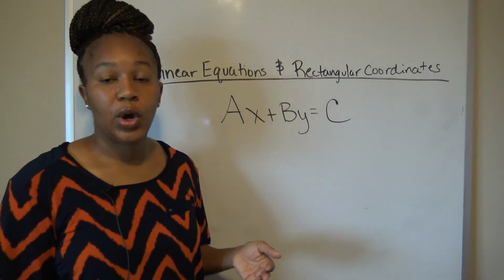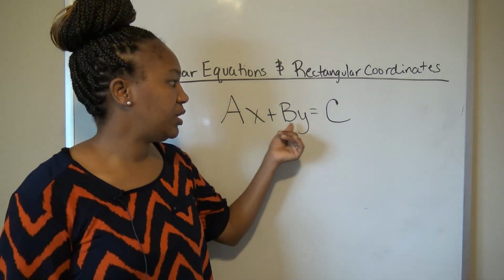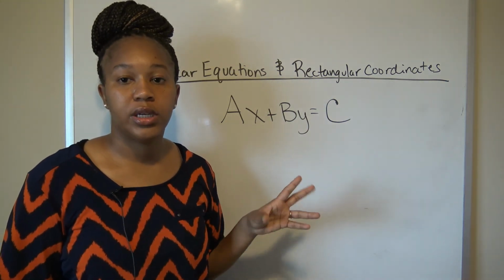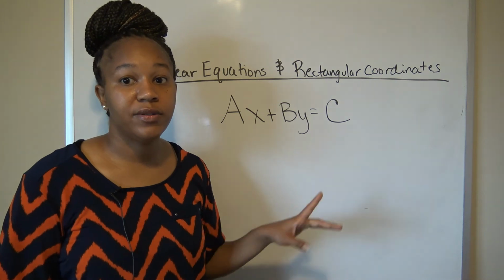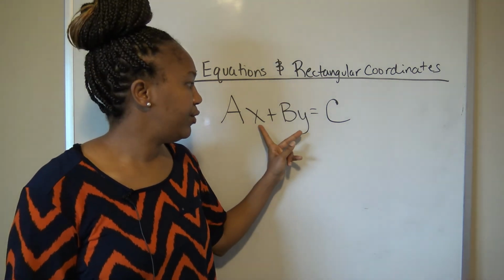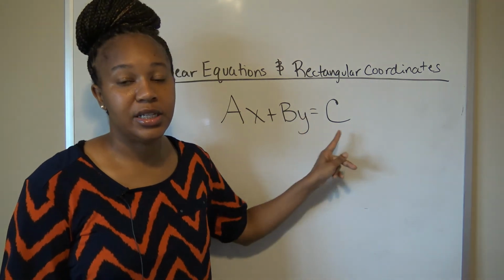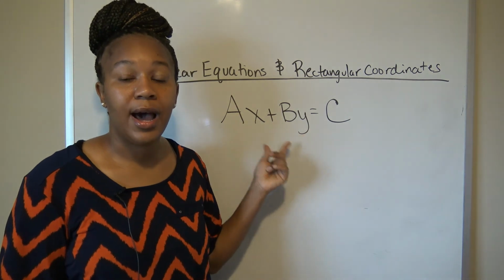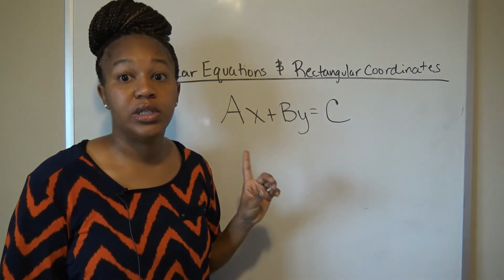A linear equation is an equation of the form ax + by = c. This is what we call standard form for a linear equation. Now, how do you know it's a linear equation? First of all, it's an equation because it has an equal sign. And it also has two variables, x and y. A, b, and c just represent some numbers. It has two variables, x and y, and the highest exponent on each of those variables is 1.